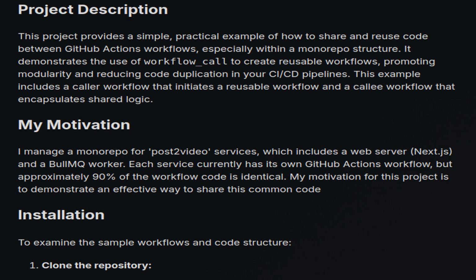This section introduces a project that showcases a method for sharing and reusing code in GitHub Actions workflows, emphasizing its application in a monorepo context. It focuses on using the workflow call feature to enhance modularity and decrease code redundancy within CI/CD pipelines through a caller workflow that triggers a reusable one and a callee workflow that contains shared logic.